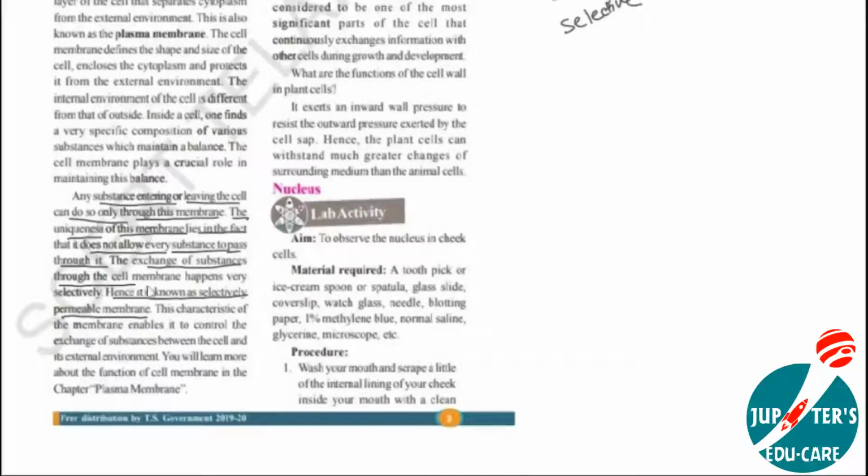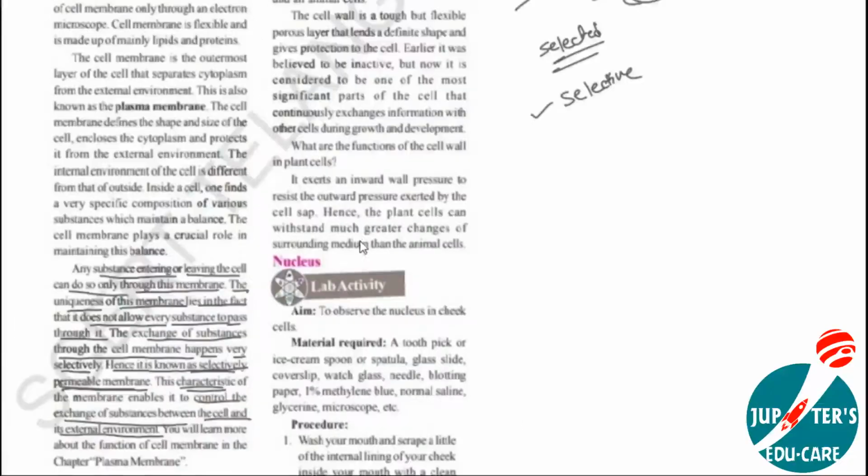Exchange of substances through the cell membrane happens very selectively. Very selectively means only selected substances are allowed by the cell membrane. So based on this character, we can say the cell membrane is a selectively permeable membrane. This is the cell membrane and its function. This character of the membrane enables it to control the exchange of substances between the cell and the external environment. This happens through the cell membrane.